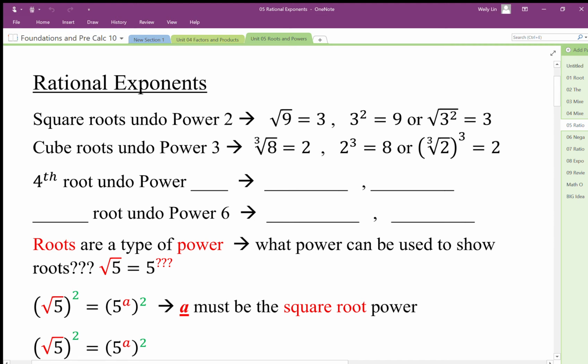We know that cube roots undo powers of 3. So 2 cubed equals 8. If we undo the cube with a cube root, we end up back with our 2.